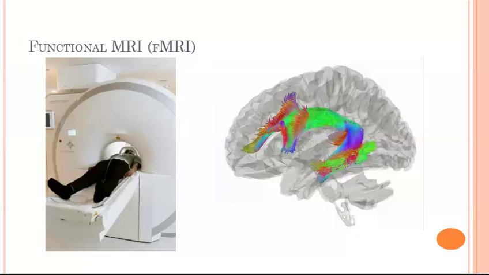fMRI has high spatial resolution, and the activation maps in a typical fMRI study consist of cubic voxels that are a few millimeters on each side. However, the temporal resolution of fMRI is quite poor, and it typically takes a snapshot of brain activation averaged over a 2 to 3 second window.